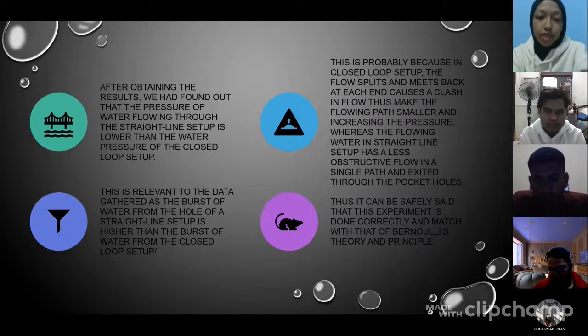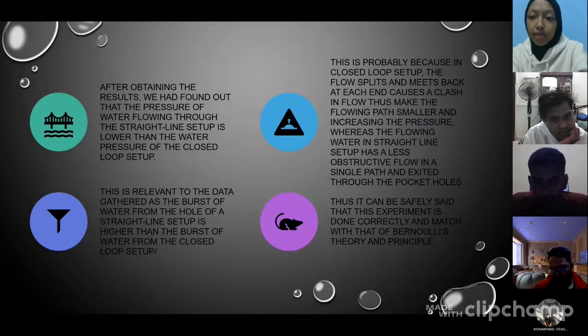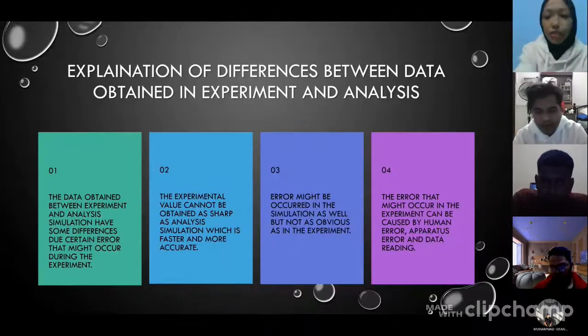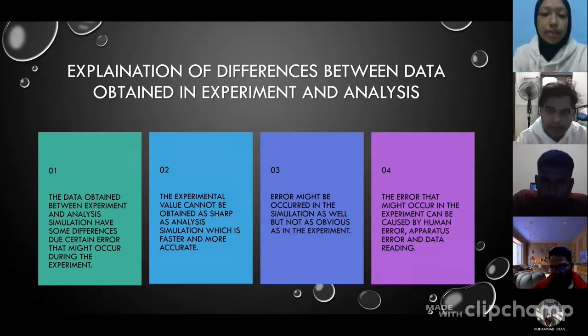This is relevant to the data gathered, as the burst of water from the holes of the straight line setup is higher than the burst of water from the closed loop setup. Thus, it can be safely said that this experiment is done correctly and matches Bernoulli's theory and principles. So I pass this presentation to the other members.